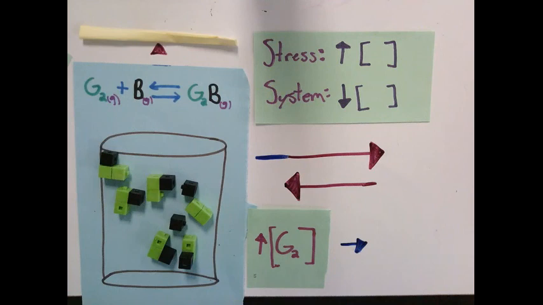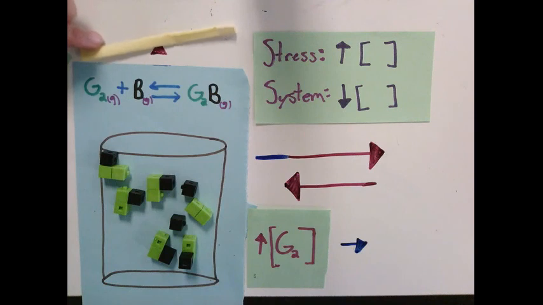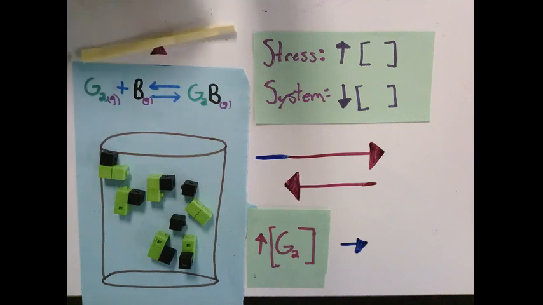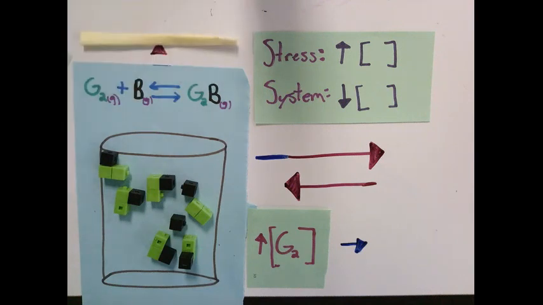Another way of looking at it would be the teeter-totter method. If I add more G2, it's going to cause that part of my teeter-totter to go down. How do I undo that stress? Well, I'm going to have to make more of the G2B, and then it will level out. So this shift would be a shift to the right.